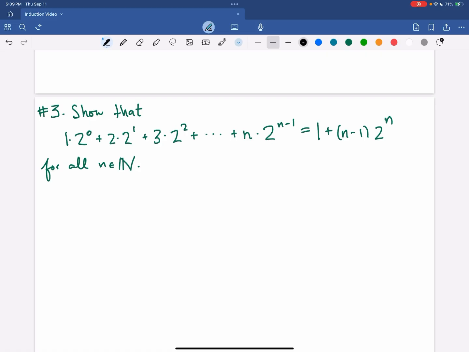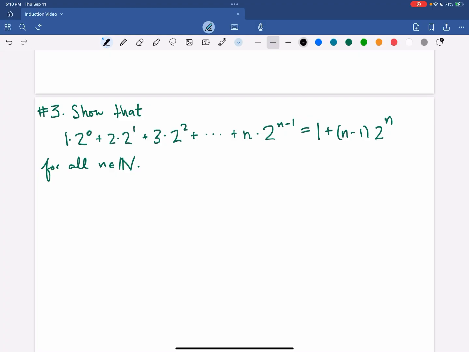Okay, so for this one, we're trying to show that 1 times 2 to the 0 plus 2 times 2 to the 1 plus 3 times 2 squared plus all the way up to n times 2 to the n minus 1 is equal to 1 plus (n minus 1) times 2 to the n for all natural numbers n.